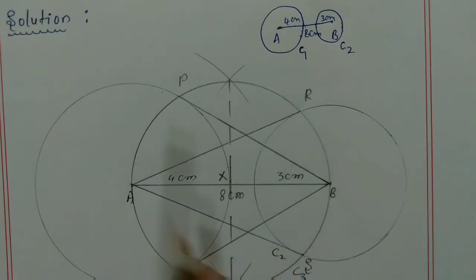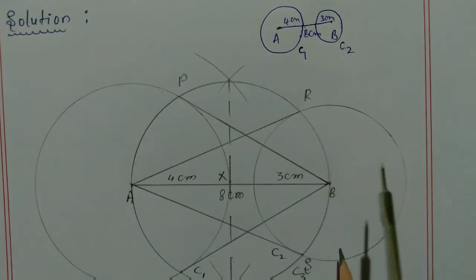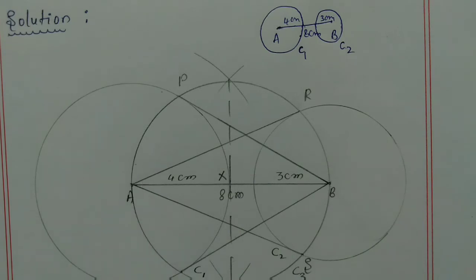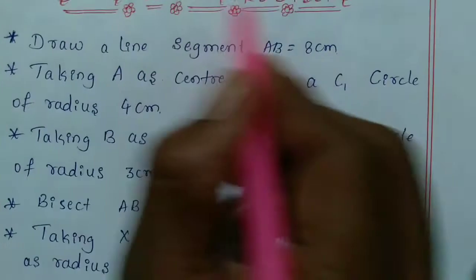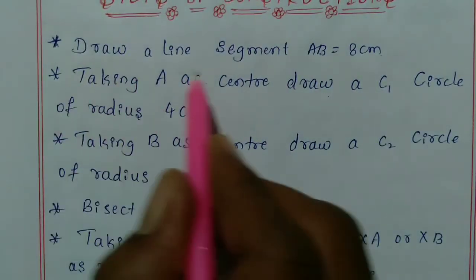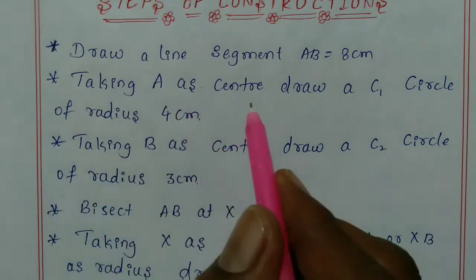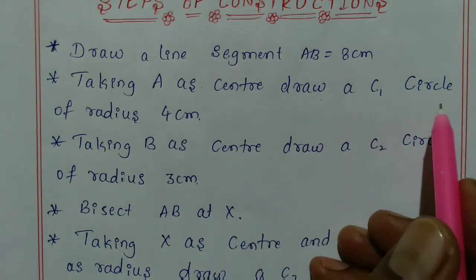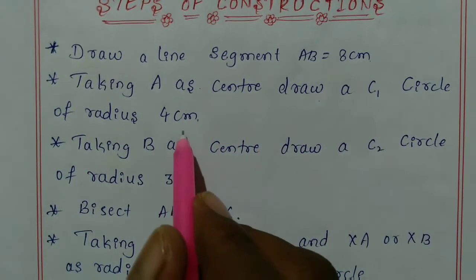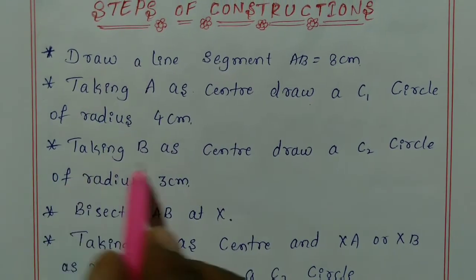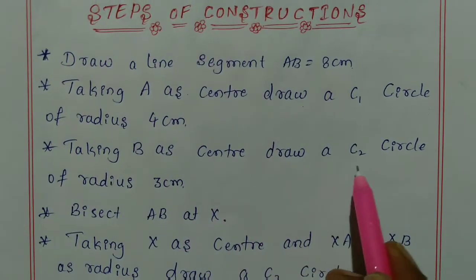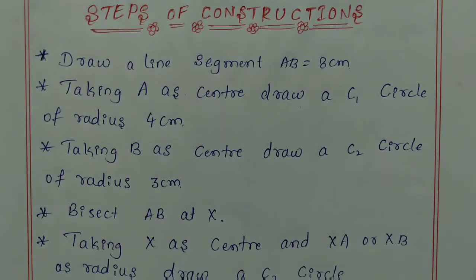These two, AR and AS, are the tangents to C2 circle from A. Okay. So next I will go to steps of construction. First you can draw a line segment AB equal to 8 cm. After that, taking A as center, draw a C1 circle of radius 4 cm. Next, taking B as center, you can draw a C2 circle of radius 3 cm.